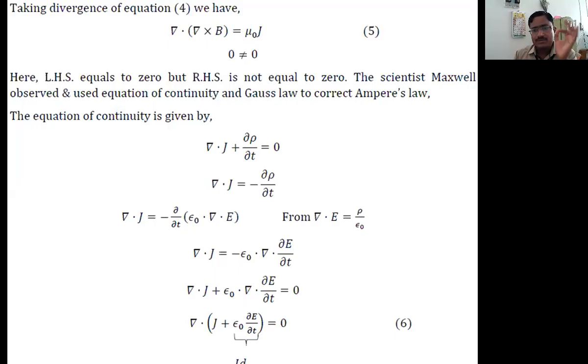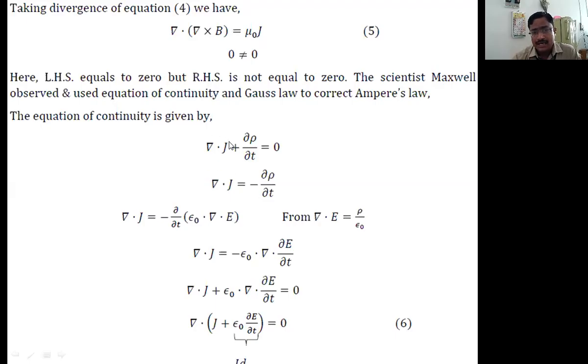Now the scientist Maxwell observed this inequality and used the equation of continuity and Gauss law to correct the Ampere's law. Now how did he correct? Now already, as we know, he applied the divergence to the curl equation. So he had already divergence of a J. So he used the equation of continuity. What is equation of continuity? Divergence J plus d rho by dt is equal to 0.